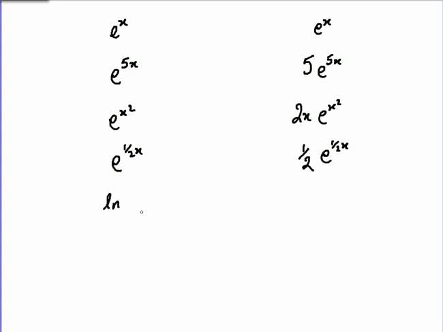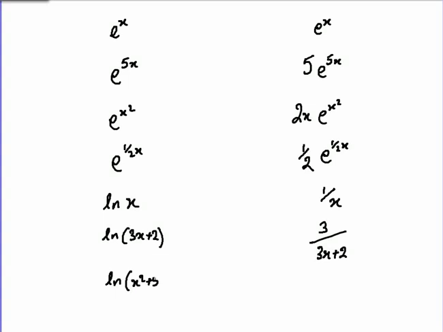Logarithm, very important one to remember. Now log of x becomes 1 over x when we differentiate, so for log of 3x plus 2 we get 1 over 3x plus 2 for the outside, times the derivative of the inside, 3. Logarithm of x squared plus 5: 1 over that every time for the logarithm, and multiply by the derivative of the inside. There we go, chain rule.